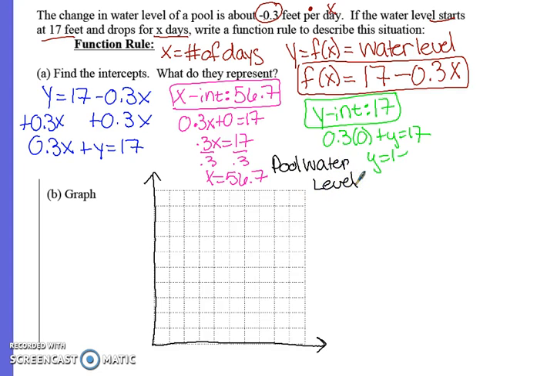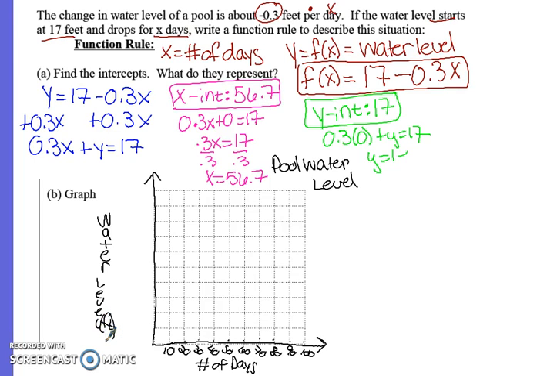Okay, so if I look at my x-intercept, it's 56.7. And I count, there's 1, 2, 3, 4, 5, 6, 7, 8, 9, 10. I need to go by 10. So 10, 20, 30, 40, 50, 60, 70, 80, 90, and 100. And I need to label this the number of days. My y-axis is your water level. And this is in feet, so make sure you put feet there. I put it in parentheses.